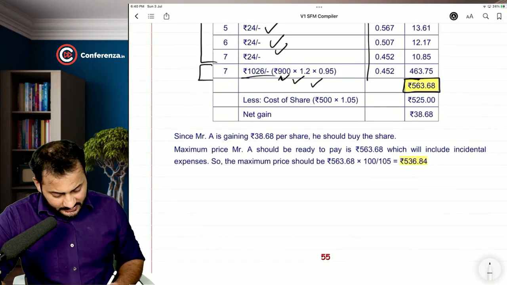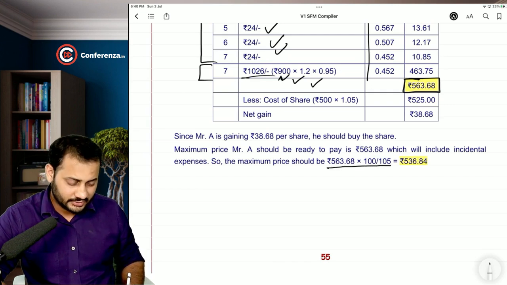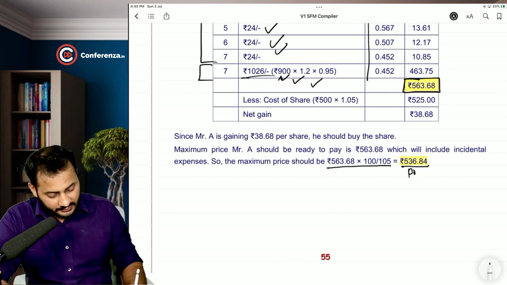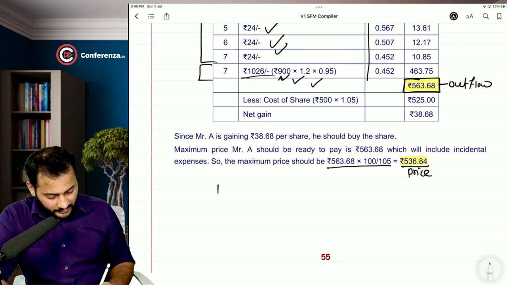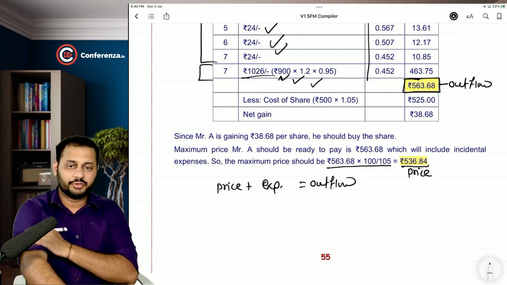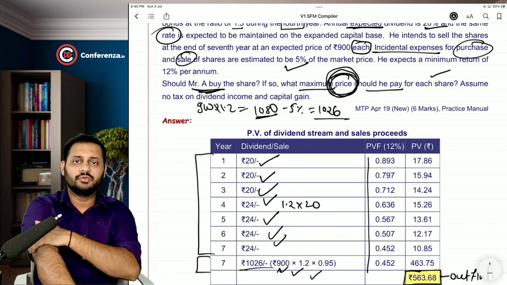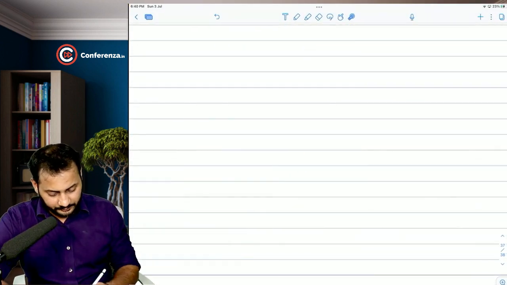See, just forget about it and see here, 563.68 divided by 1.05, you will get 536.84. This is the price and this is the outflow. There is a difference. In actual, you will pay the price, you will pay the expenses, and then it will become the outflow. The question is asking you about the maximum price. Please understand, they are not asking you the maximum outflow, they are asking you the price. So it goes like this.